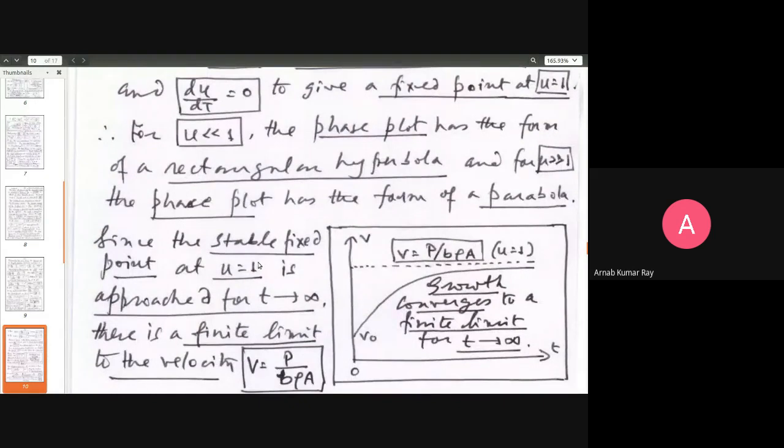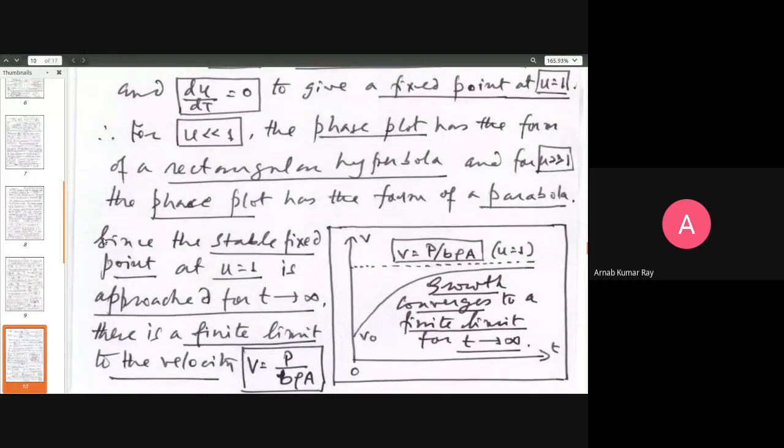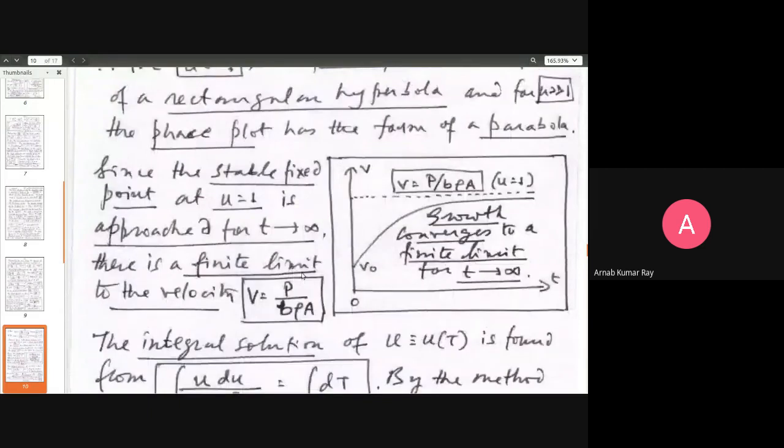And since the stable fixed point at u equal to 1 is approached for t going to infinity, you will say, why should t go to infinity? And where have I seen this thing from? Well, in order to understand that, I will just stop the sharing here for a minute, and I'll go back to your math note. In your math theory, we discussed the phase plot of, just give me a minute. Sorry, just a minute.